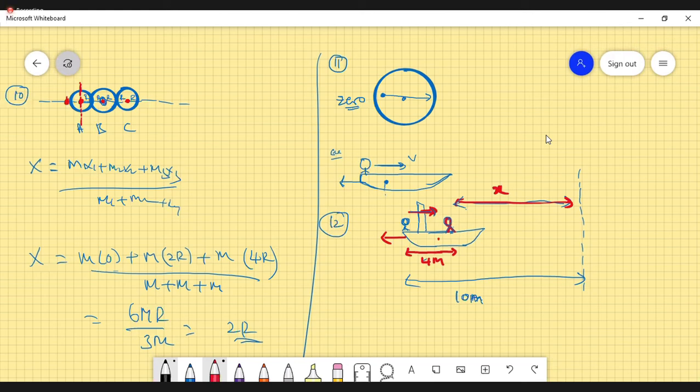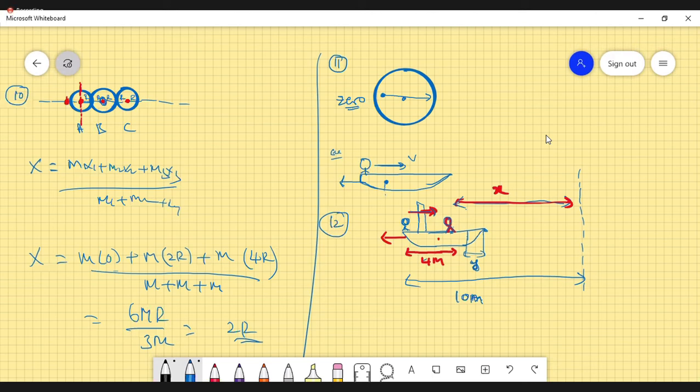More weight is there, no? Usually more weight. So for example, this boat is displaced by a distance of y meters. So how much distance is traveled? Let us consider y distance. Okay, so y distance is traveled.